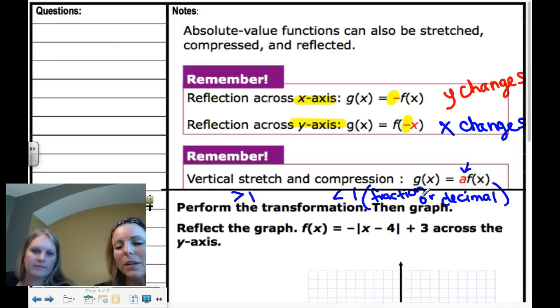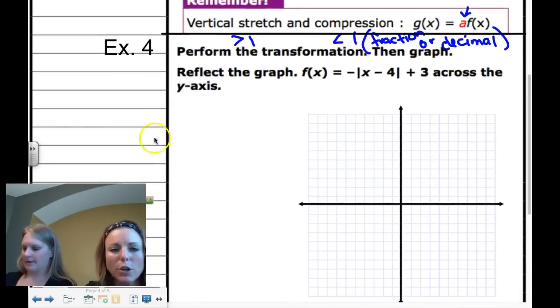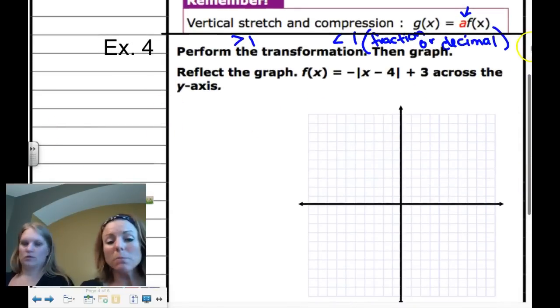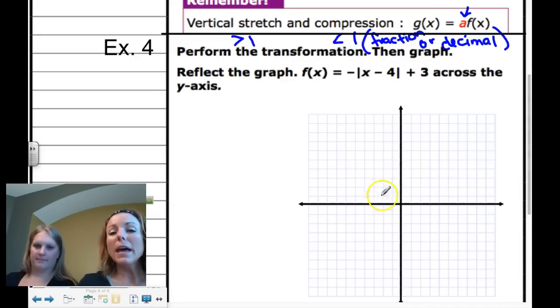And you kind of think of it, you're taking the absolute value of A is what you're doing. Okay, let's do example 4. That's a good one. You're performing a transformation. So right away, you're getting a new rule. Okay. Then you're going to graph it. I'm just going to put my parent.